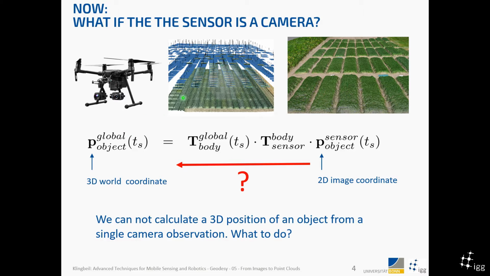So if we look at this equation, the georeferencing equation that we always used for the laser scanner, then we see that we have here in this case now some sort of 2D image coordinate, because our observation in an image is a 2D coordinate in the image coordinate system. And then we need some sort of transformation to go to a 3D world coordinate. And this is not possible. We cannot calculate a 3D position of an object from a single camera observation. So the question is what to do.